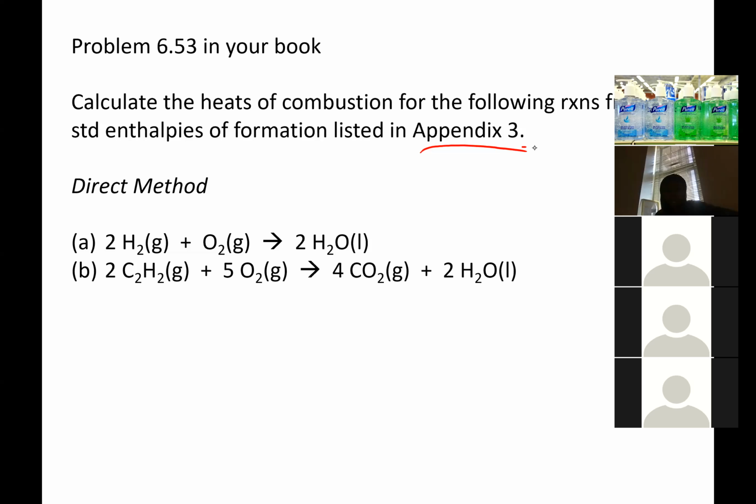It was Hess's law, right? Right, which says what? It takes the sum of the products minus the reactants. That's exactly what it is. Sum of the products minus the sum of the reactants. Okay, so let's do A. So tell me what to write. So I would write delta H of reaction is equal to what?